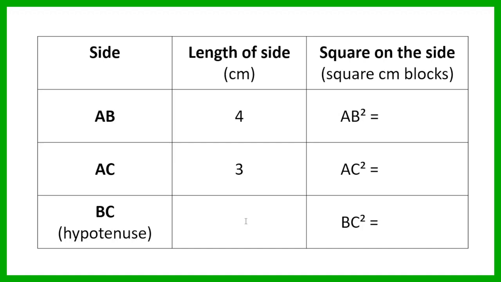So what I want you to do now is fill in the missing values in this table. So the length of BC, and then also I want you to fill in the square on each side of the triangle. So in other words, AB squared is the number of square centimeter blocks. So you're going to count the number of blocks on the side AB, the number of blocks on the side AC, and the number of blocks on the side BC. But it's actually just the same as squaring AB, squaring AC, and squaring BC. So I'm going to give you 30 seconds to fill that in quickly.